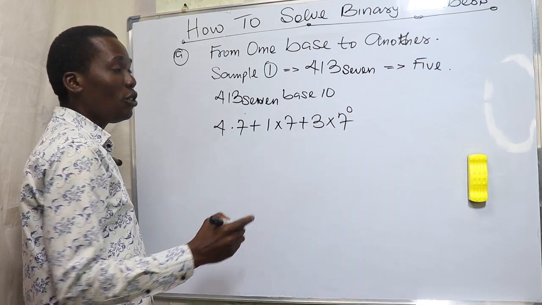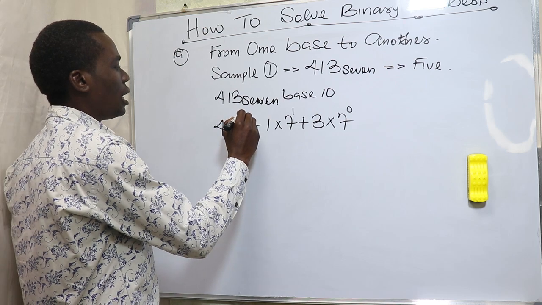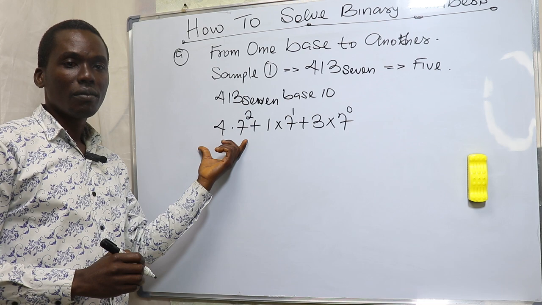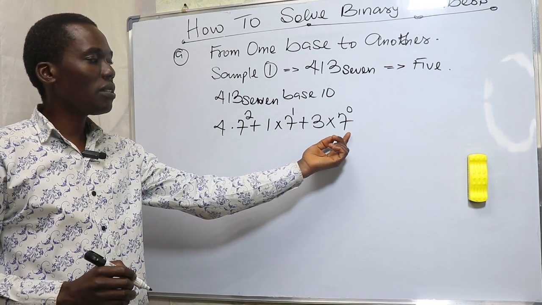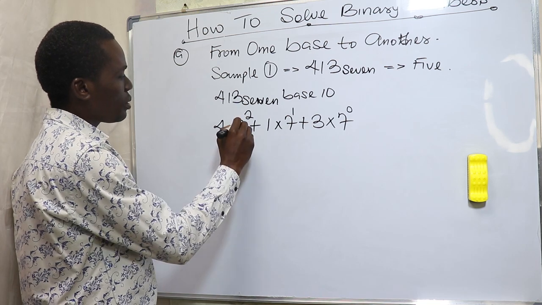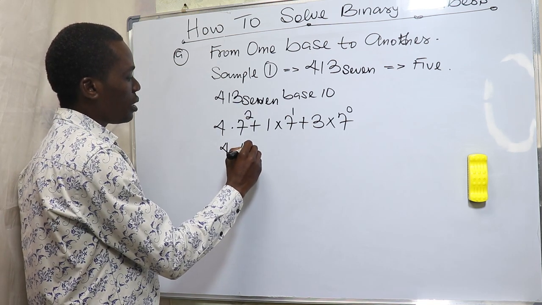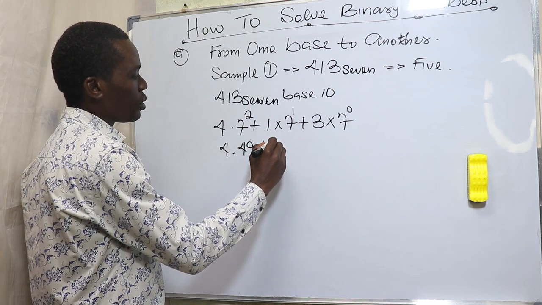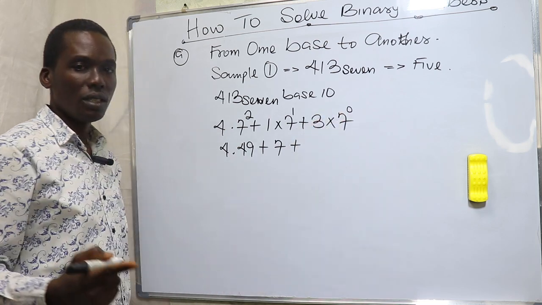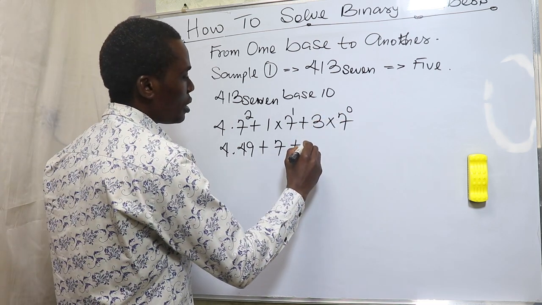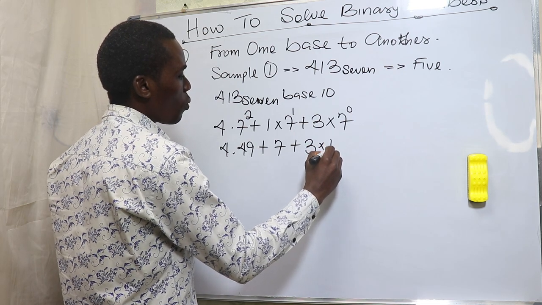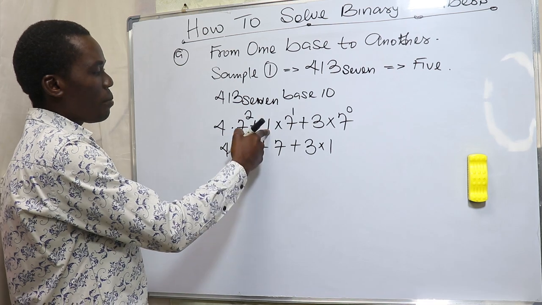So we put them at their place value. This one is 0 under units, this one is 1 under tens, and this one is 2 under hundreds. So 7 to the power of 2 will give us 49. Plus 1 times 7 will give us 7. Plus 3 times anything to the power of 0. It is always 1. So we multiply this by 1 too.